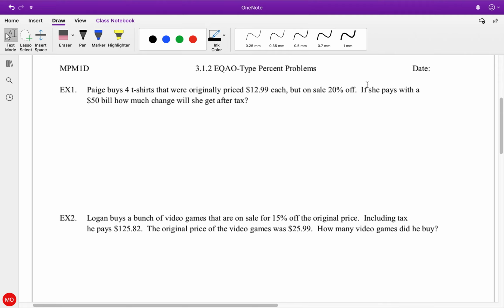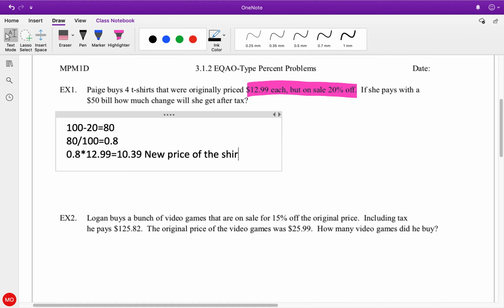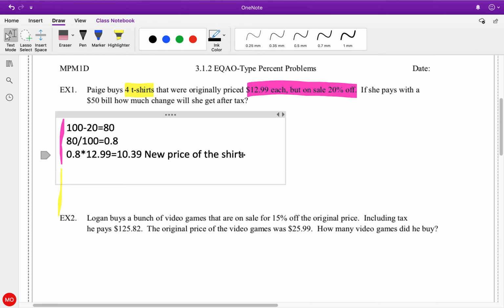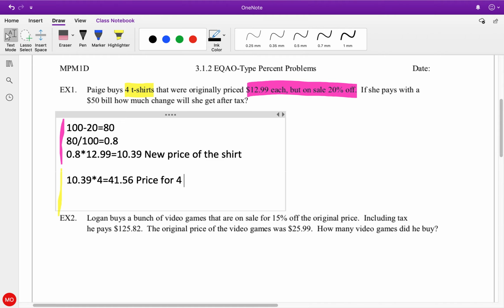So that's the new price of the shirt. Alright, so let's do this part. Oh, where's my highlighter? So I'll highlight. There's that part. Now I would like to do this part first. 4 shirts. Okay. So if we know that one shirt is $10.39, we want to buy 4 of them. So let's just times it by 4. So there is the price for 4 shirts pre-tax.